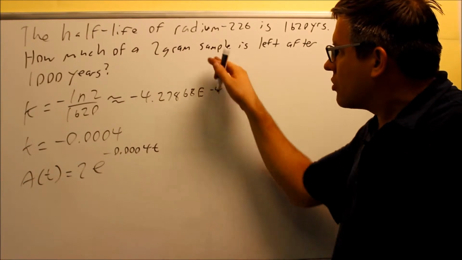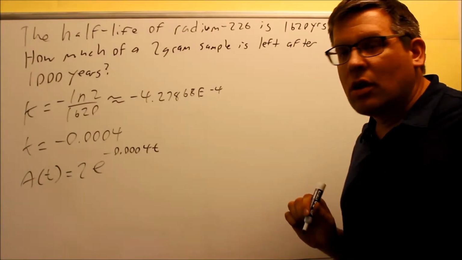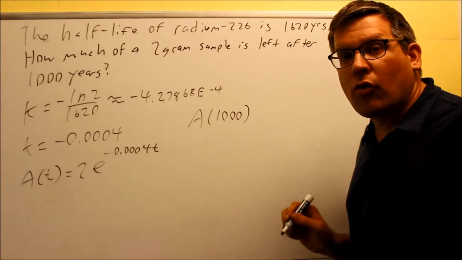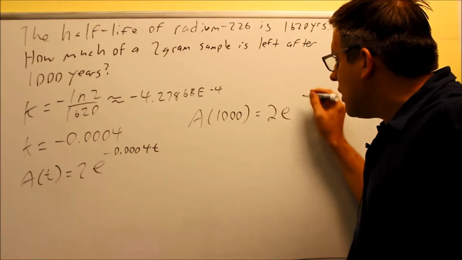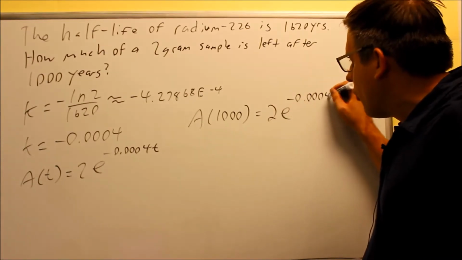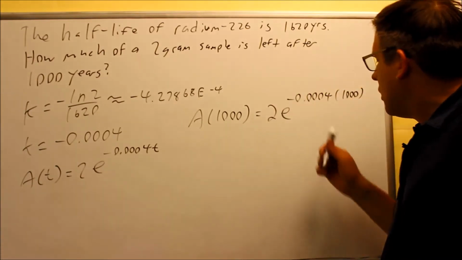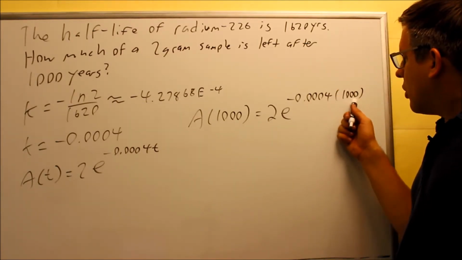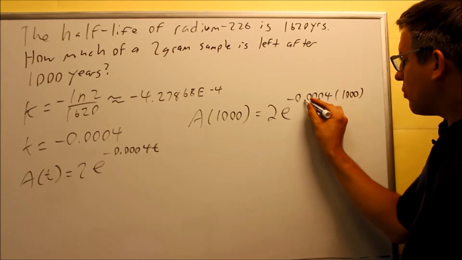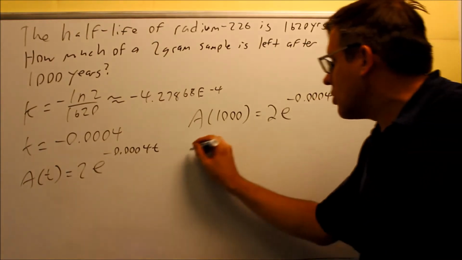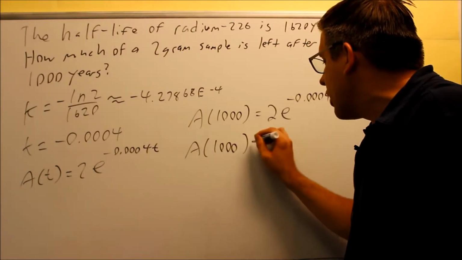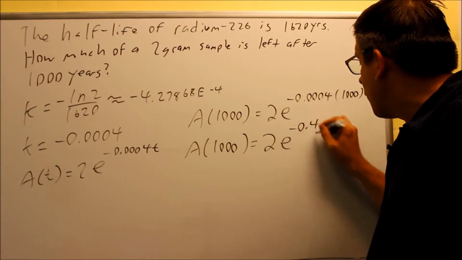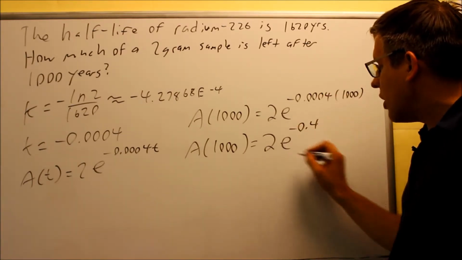Now we can answer this question. How much of a 2-gram sample was left after 1,000 years? So to solve that, they really want you to put 1,000 in for the time. This is 2e to negative 0.0004, and then times 1,000. You have that in the exponent position. When you do this, you're going to multiply by 1,000. That's going to move the decimal place over 3 places. So when you multiply that, you want to always do the exponent part first, you're going to get this, negative 0.4.